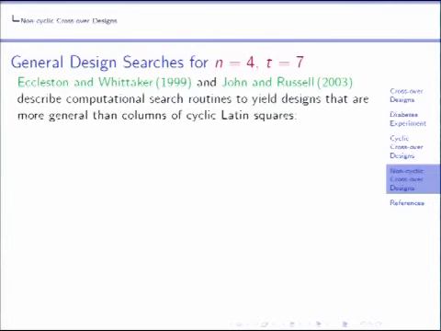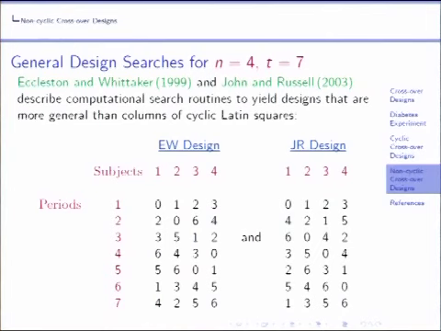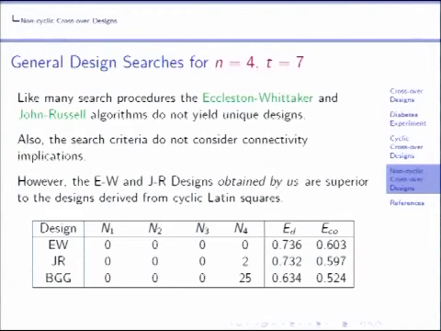So at this point we were feeling quite smug, I guess, but then we looked at the computational search routines of Eccleston and Whittaker and John and Russell, because they produce designs which aren't columns of cyclic Latin squares, which are more general. I'll be very quick now. We used the algorithm several times. There's the Eccleston-Whittaker design, the best one we came up with, and the John Russell design. If we look at their properties, you can see that the efficiencies are very, very good. And we came up with one design using the Eccleston-Whittaker approach for which you could lose any 4 observations and it was still connected. So that was really good.